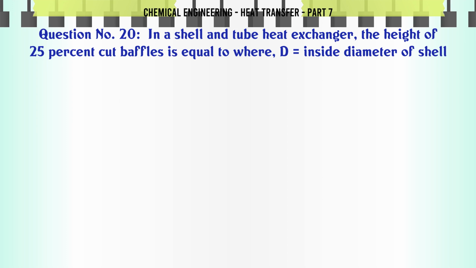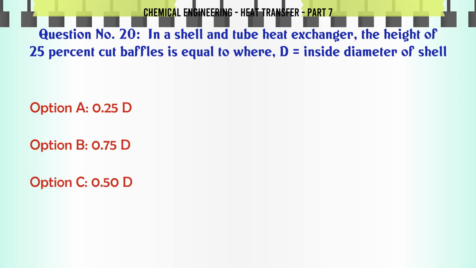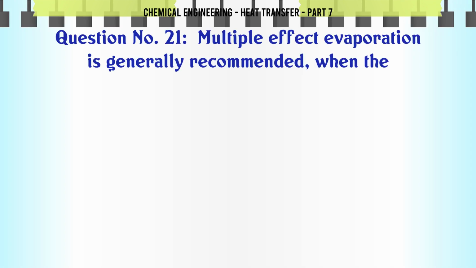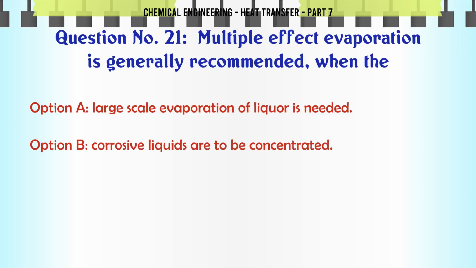In a shell and tube heat exchanger, the height of 25% cut baffles is equal to, where D is the inside diameter of shell, A. 0.25 D. B. 0.75 D. C. 0.50 D. D. None of these. The correct answer is 0.75 D.